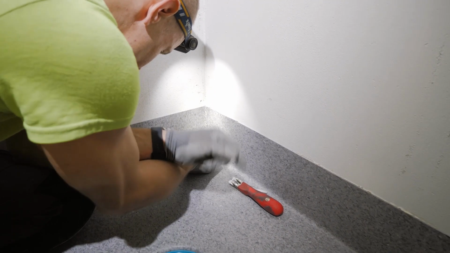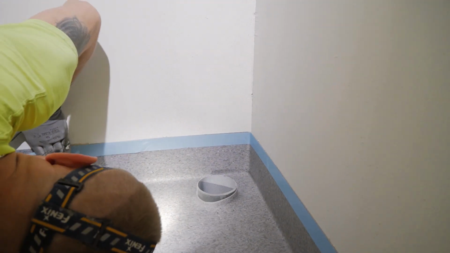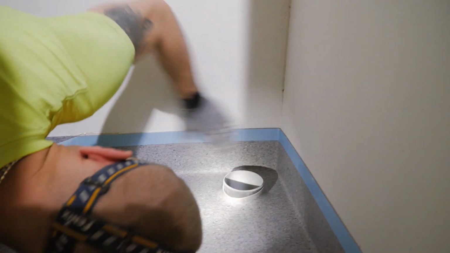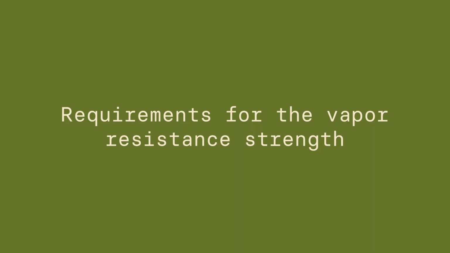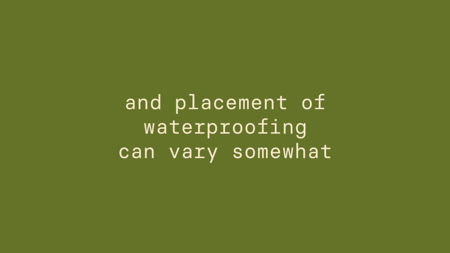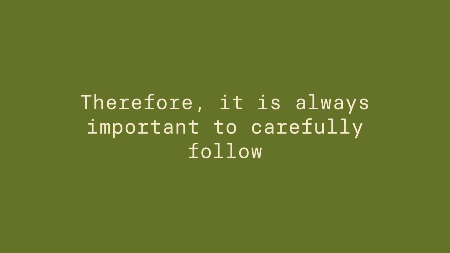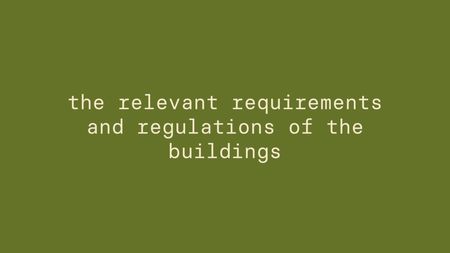Sealing is done using hot air welding. The welding cord is melted into the joint, and the excess part is cut off. To prevent the PVC from staining the wall finishing work, protective tape is applied to the folded-up edge. Requirements for the vapor resistance, strength, and placement of waterproofing can vary somewhat from country to country. Therefore, it is always important to carefully follow the relevant requirements and regulations of the building's country of location.